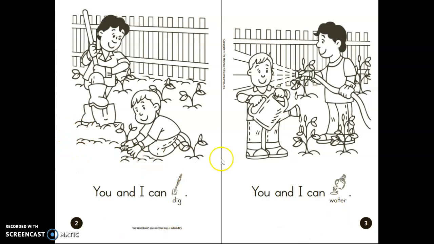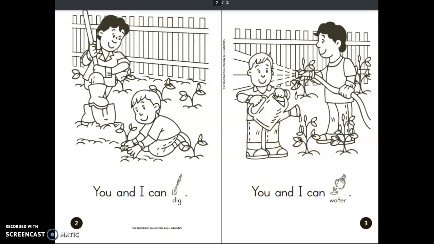We can see in the pictures that the boy and his dad are planting something in their garden. Here, they're digging up the soil and planting it. Next, they're watering the plant. Now let's see what happens last.